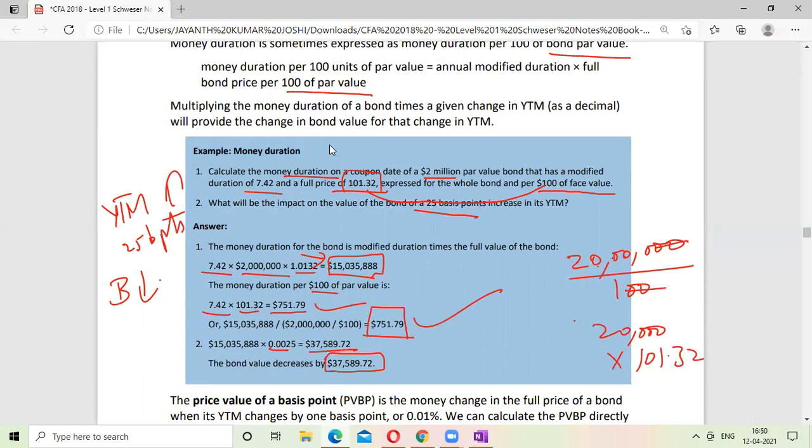इधर पोजीशन क्यों नहीं ले रहे जयंत? कौन सा मनी ड्यूरेशन पर $100 ऑफ पार वैल्यू. हाँ पार यहाँ ले रहे ना सर, मनी ड्यूरेशन पर $100 ऑफ पार वैल्यू. वही उधर बॉन्ड वैल्यू 2 मिलियन क्यों नहीं ले रहे उधर? कौन सा 2 मिलियन था ना, विच इज द वैल्यू ऑफ बॉन्ड. ऊपर लिया ना 2 मिलियन.